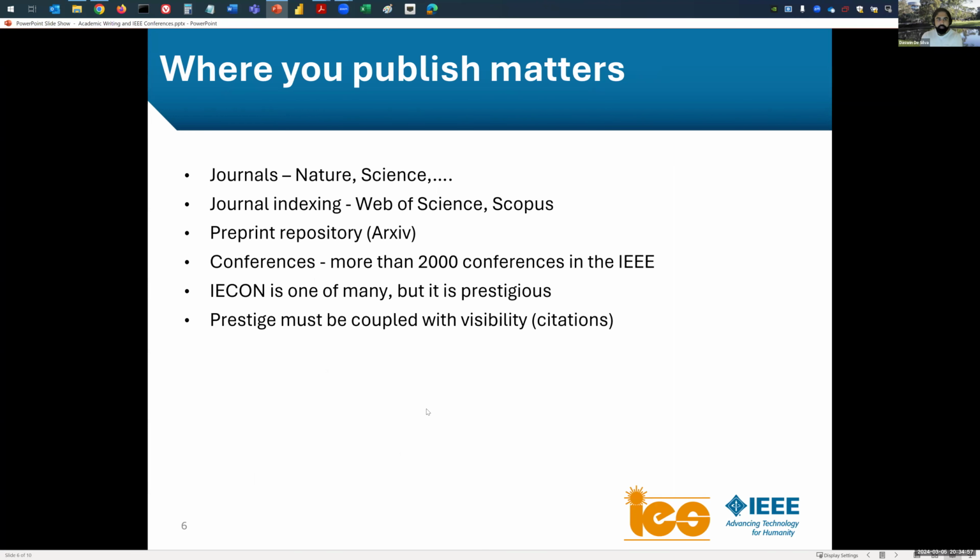So where you publish matters, and we start right at the top. Journals are the ideal places. Well, some journals are equally good as conferences, so I won't say ideal, but journals are more substantial in terms of what they expect a research article to be. If you are an aspiring researcher and you are fairly young, then you can aspire to publish in Nature or Science in 20 or 30 years' time.